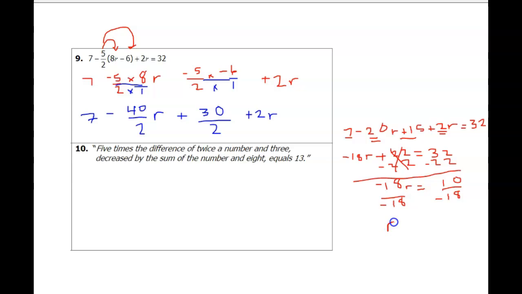So I know R equals 10 over 18, but Andrew, both 10 and 18 are divisible by what number? 2. So if I say 10 divided by 2, that's going to be what? 5. And a negative 18 divided by 2 is what? Negative 9. So I know the answer for this is negative 5 over 9.